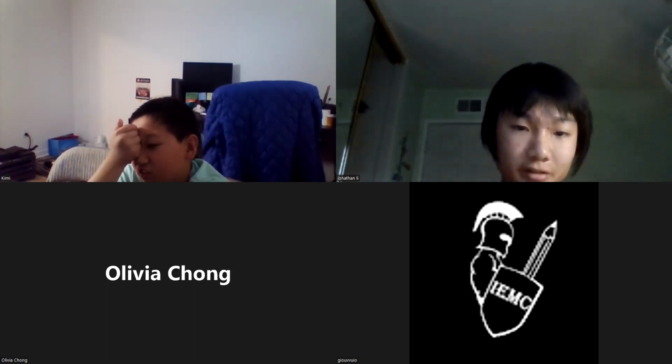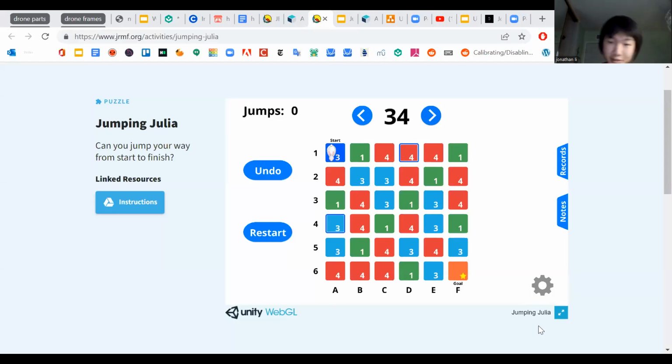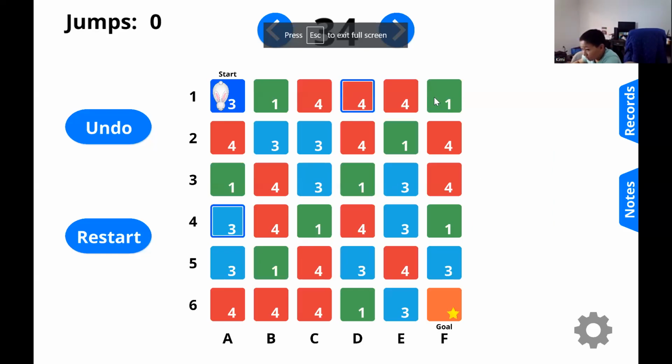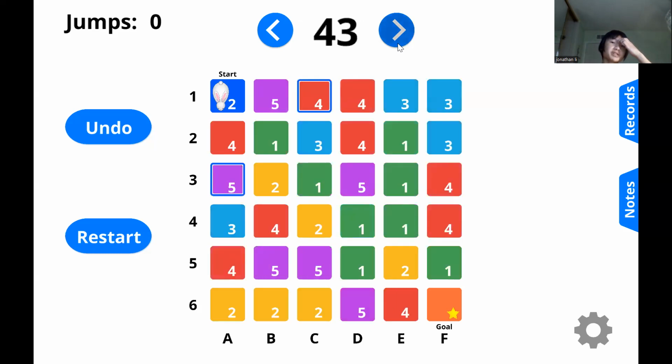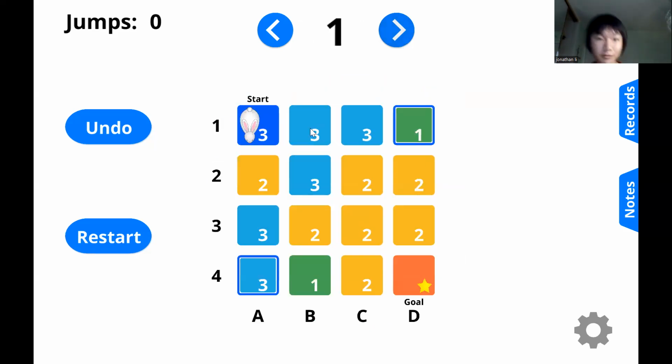All right, so we're gonna end with a fun logic puzzle. So let me share my screen again. This one's called Jumping Julia. This is mostly a logic puzzle, so we're gonna figure out some basic strategies to solve some of these. First of all, I'll explain how this works. The Zoom is gonna die again. We should have enough time, don't worry.